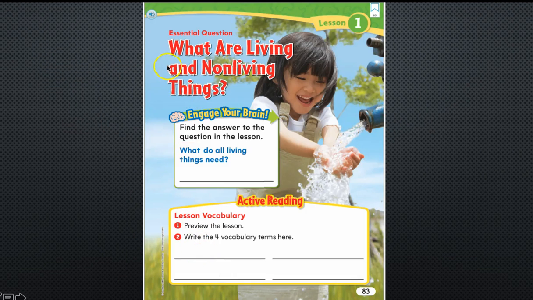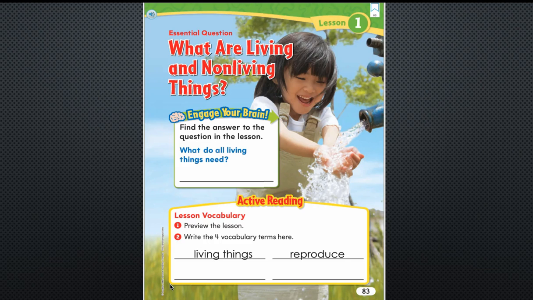Now turn to your first page of lesson 1 and it will say, what are living and non-living things? We're going to skip over this question because you have to read the text to answer it. Instead, we're going to focus on this section at the bottom. We're going to write the 4 vocabulary words on the lines. I will show you the correct way to spell those words and you will pause your video to write each one. On the first line, pause to write the words living things.